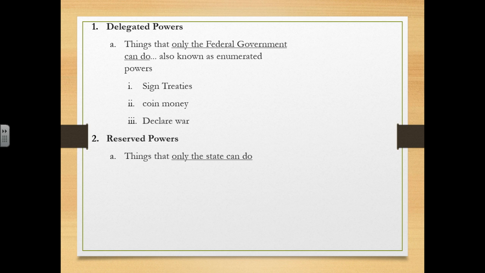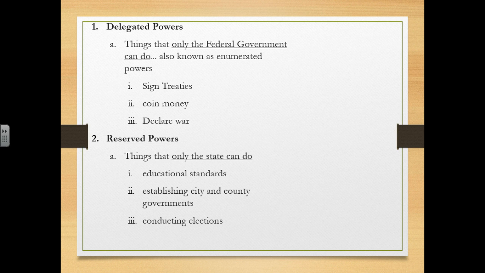Reserve powers are things that only the state can do. Educational standards, city and county governments, conducting elections. Okay, conducting elections is a reserve power. This is something we don't think about a lot. When you vote in a presidential election or in a national legislature election, even though the president is a national office, you are actually only voting through the state. And whoever wins in that state then gets the electors from the Electoral College. There'll be more on that later.